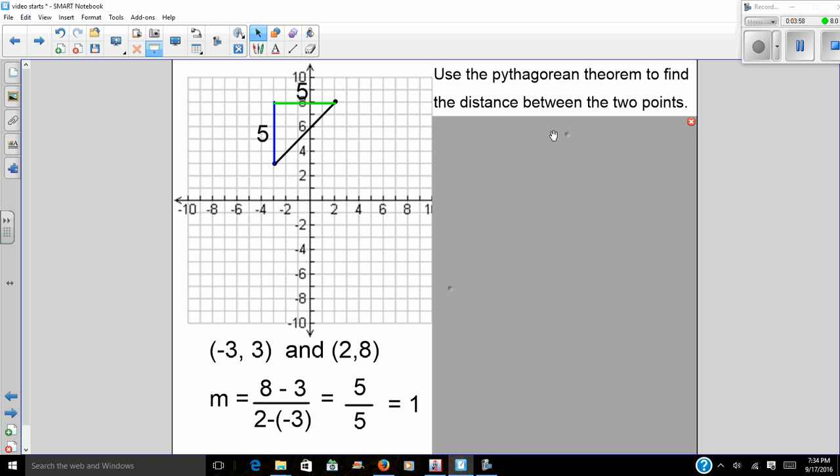So now we're going to go to part 2 of this, which is asking us to use the Pythagorean theorem in order to find the distance between the 2 points.